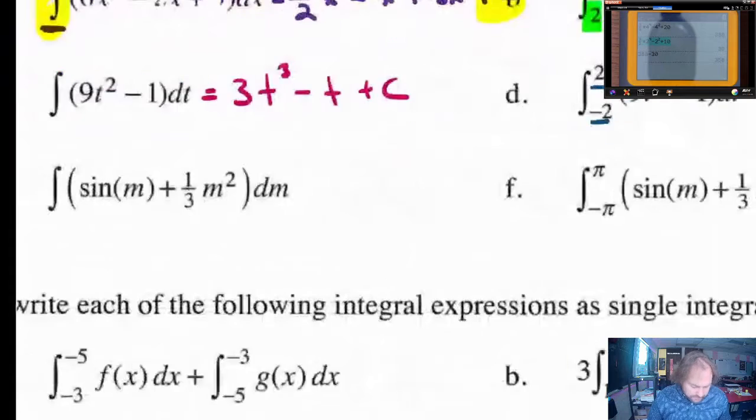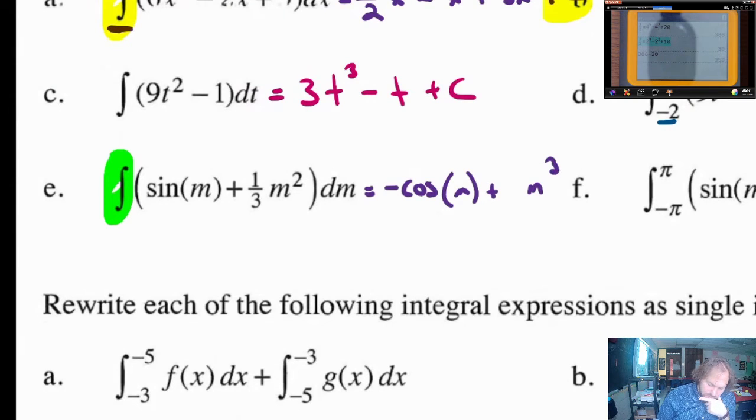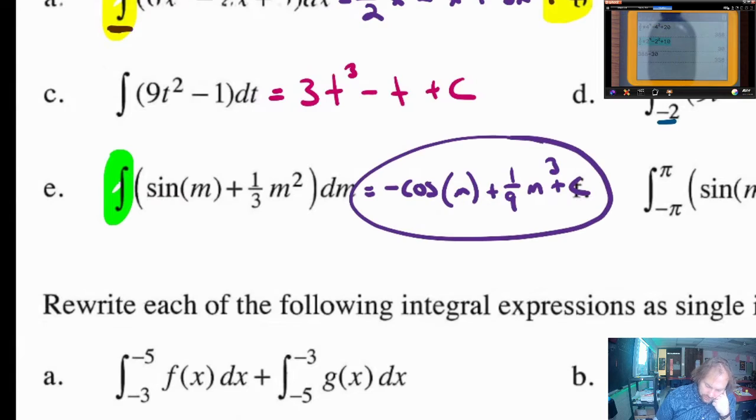Okay, next question. Again, we have one more general antiderivative because of the indefinite integral right there. So this time, I'm going to need a negative cosine of m. And then I need plus m to the third power. And I'm going to need 3 times what is 1/3. Wow, 3 times 1/9 is 1/3. So that's what I need there. That is a weird antiderivative plus c. And there you go. That's your general one.